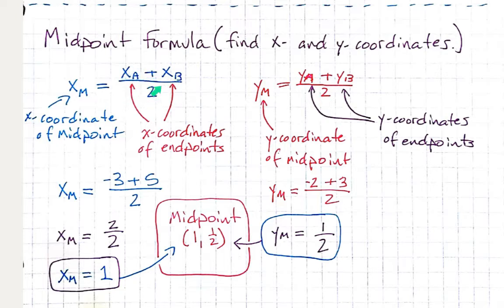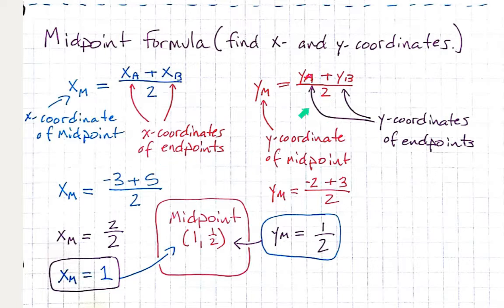Now, I know this is x sub a and x sub b, but that just means the x-coordinate of point A and the x-coordinate of point B. It could be the x-coordinate of point J, L, K, M, R, it doesn't matter. Just the x-coordinate from one point and the x-coordinate from the other. You add them together, you divide by 2. It doesn't matter which point is which. And x sub m simply means the x-coordinate for the midpoint.